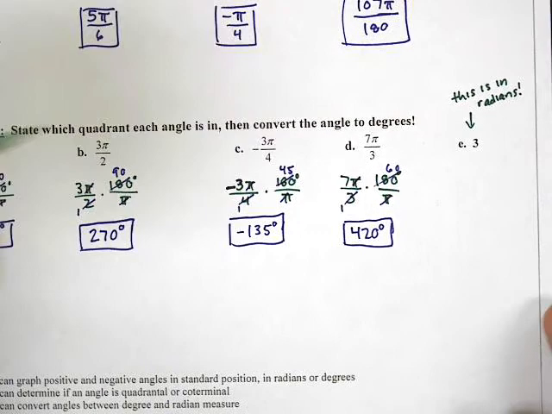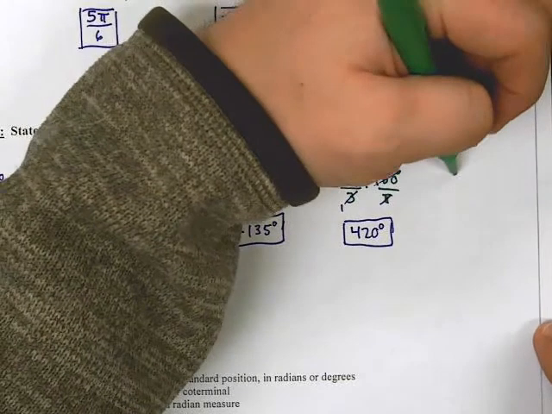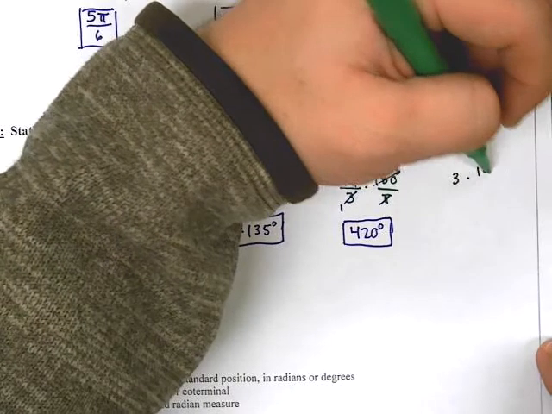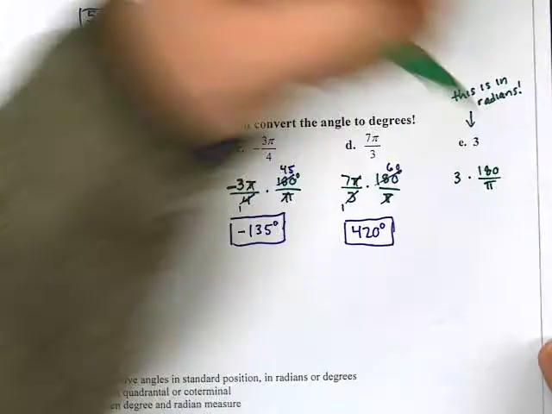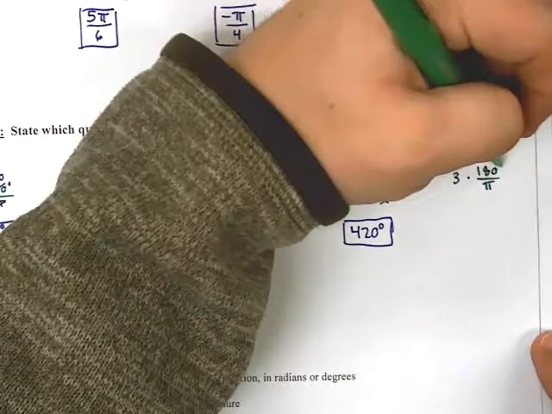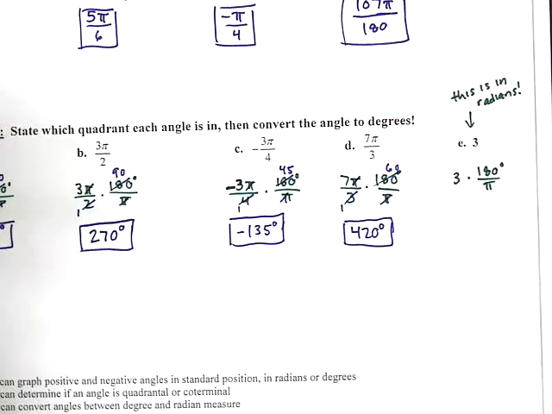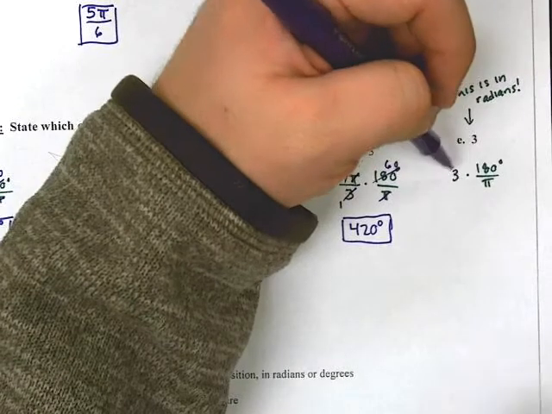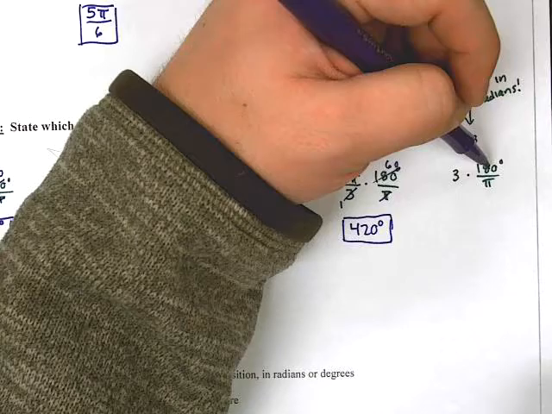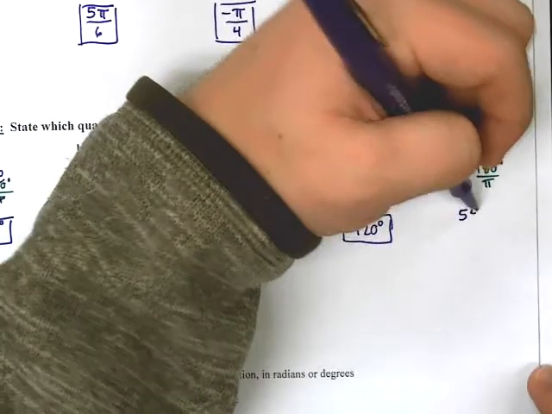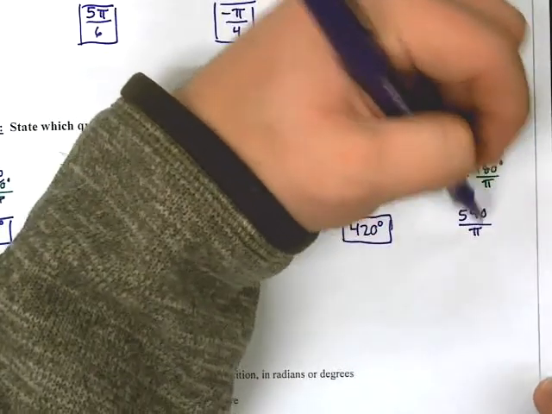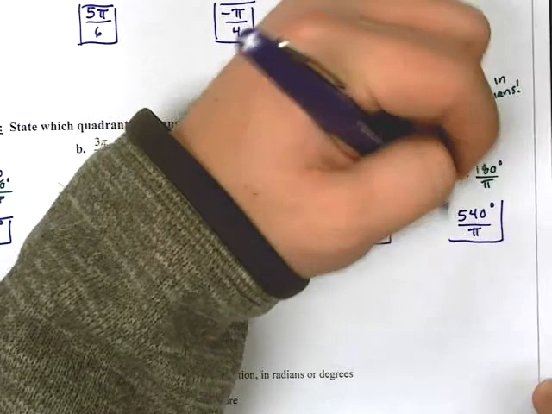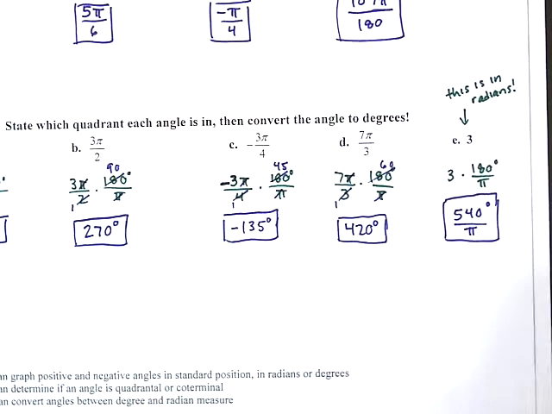So that means that we're still going to do 3 times 180 over pi. Now, in this situation, is pi canceling? Absolutely not. This is not going to be a nice number. You're just going to do as much as you can. Well, 3 times 180 is 540, but it's still over pi. All right, so this is a nasty number, and I would leave it just like that.